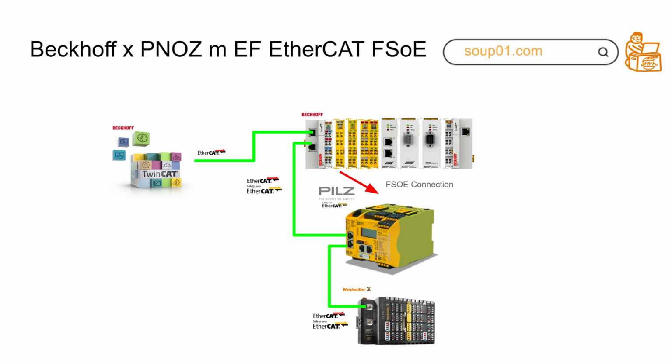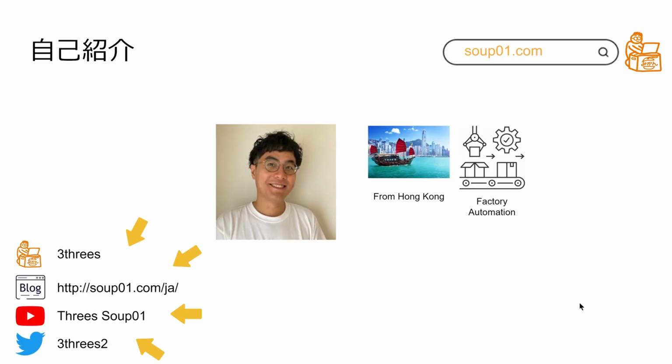In the last video, I showed you how to use the Pilz EF EtherCAT FSoE to configure the FSoE master and make some FSoE connections with other FSoE slaves. This time, we do it the opposite way. We will configure the EL6910 as an EtherCAT Beckhoff FSoE master, and then make FSoE connections with the EF EtherCAT FSoE slave. So this time, this Pilz module will be the FSoE slave. Not a big deal, it's just like this conversion. Let's start.